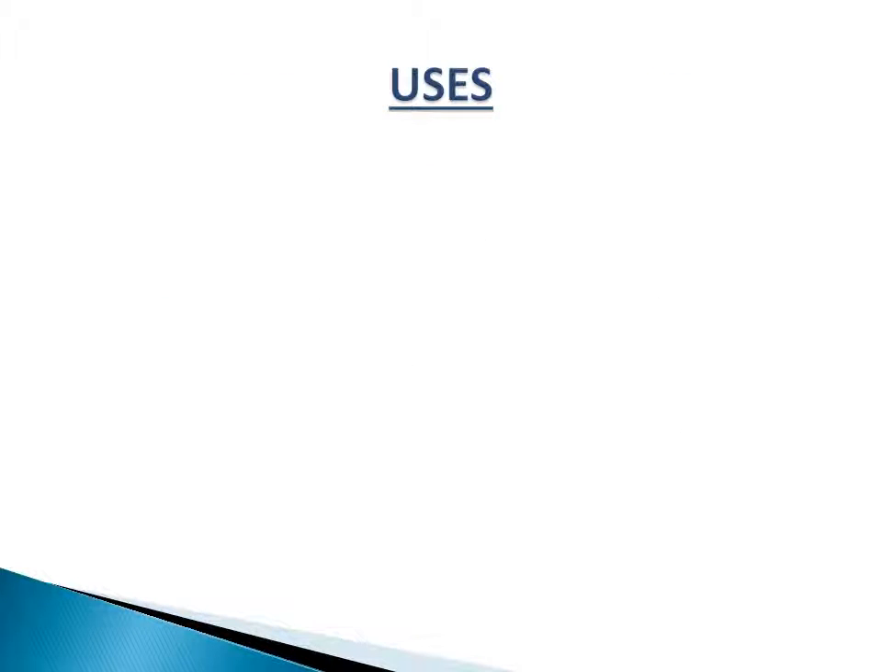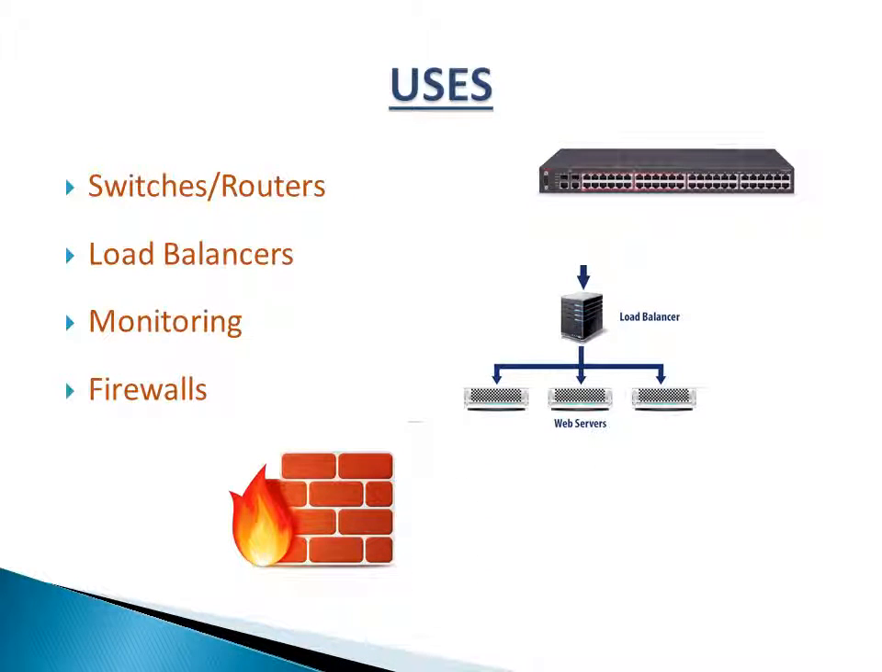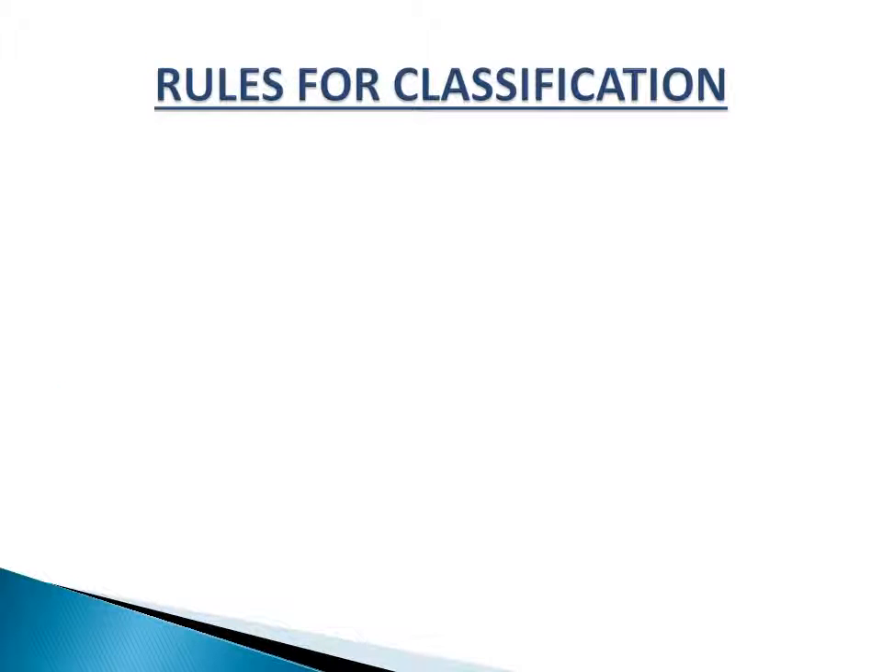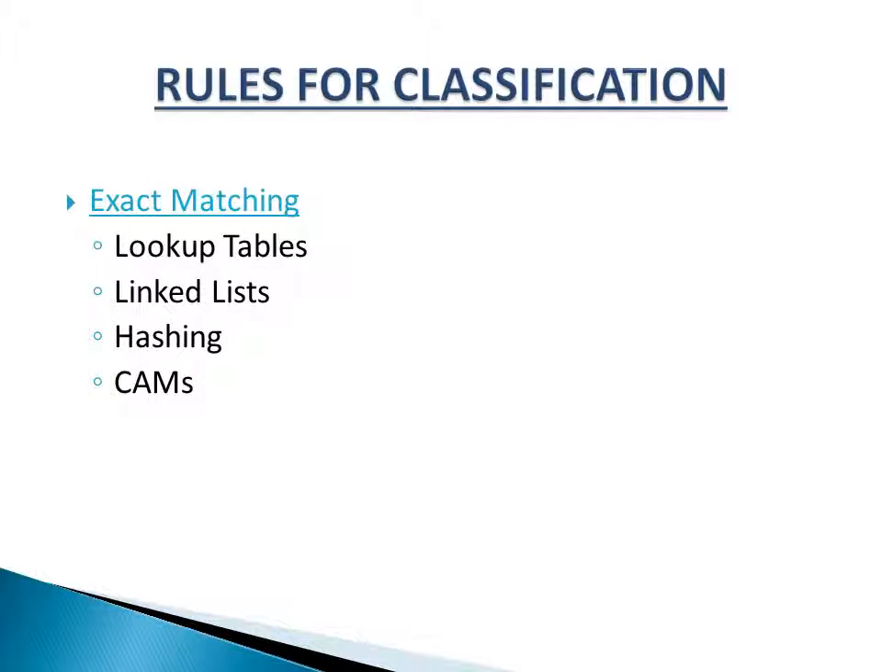Packet classification is used in switches, routers, load balancers, monitoring, firewalls, and a lot of other places where there is a need to apply some rule to certain keys. The rules for classification vary with reference to matching with keys. The two types are exact matching and partial matching.